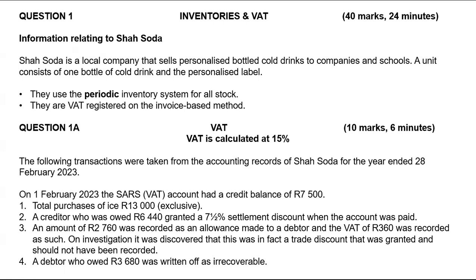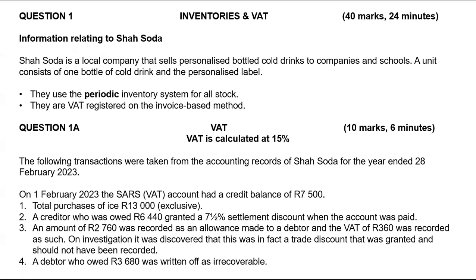Now, they are a registered tax vendor on the invoice-based method. I always say to my kids, for IEB, they always use invoice-based. They never use cash-based. Invoice-based means you calculate VAT when you sell, and you calculate VAT when you buy. You calculate VAT whether you're selling for cash or credit.